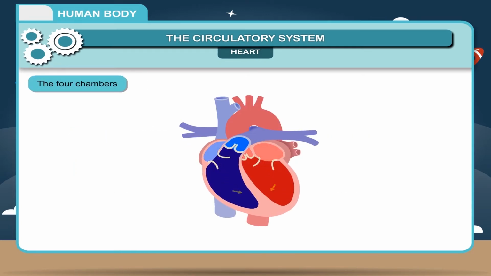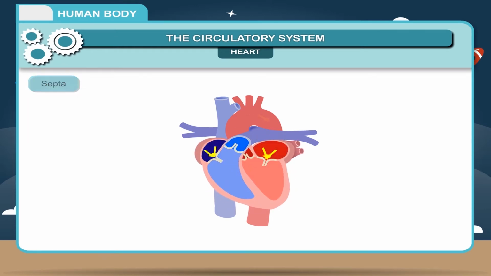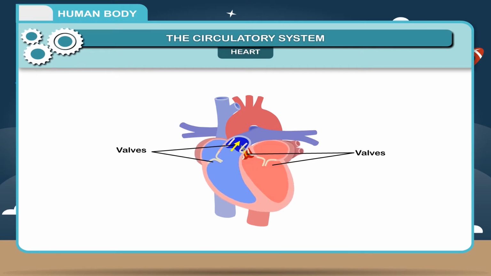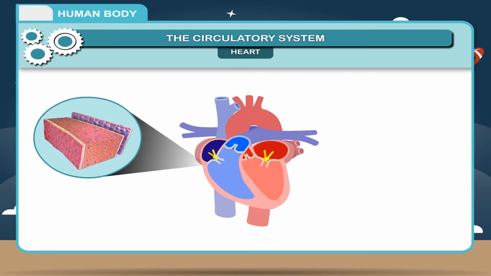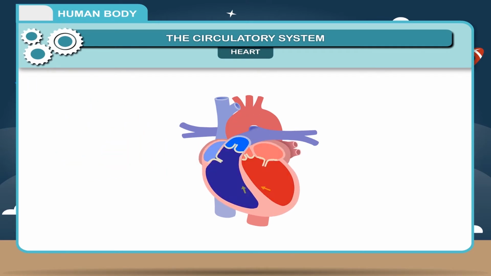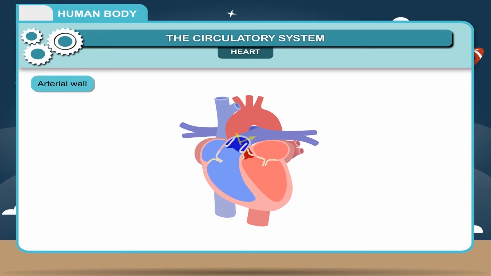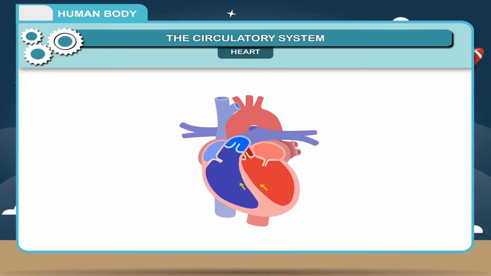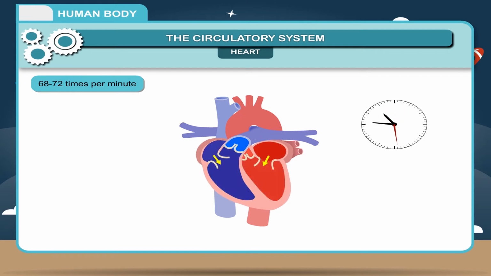The 4 chambers of the heart are separated by muscular walls called septa. Valves are also present in the heart, so blood flows in only one direction. The heart is protected by a muscular sac called the pericardium. The rate of heartbeat is equal to the pulse rate. A pulse is the rise and fall of the arterial wall. In human beings, the rate of heartbeat is about 68 to 72 times per minute.